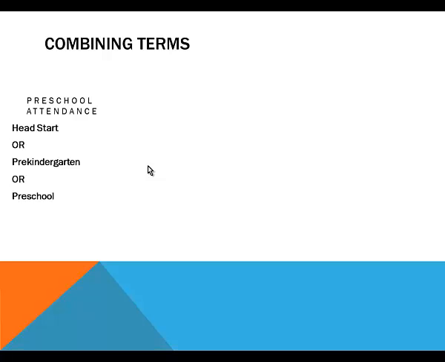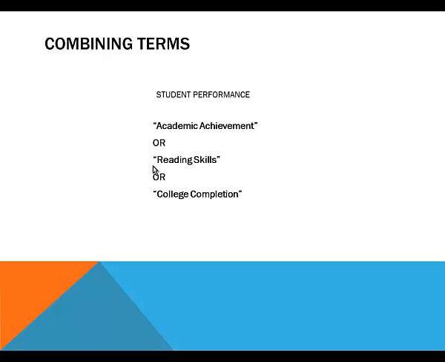Now I start combining terms. I pick the ones that I think will be the most successful or that describe what I'm really trying to get at the best to the computer. And I separate these similar terms with the term or. So looking over my lists, the best way for me to get to preschool attendance would be to type out Head Start or pre-kindergarten or preschool. For student performance, I would have academic achievement, reading skills, college completion. Those are 3 aspects of student performance that are interesting to me.